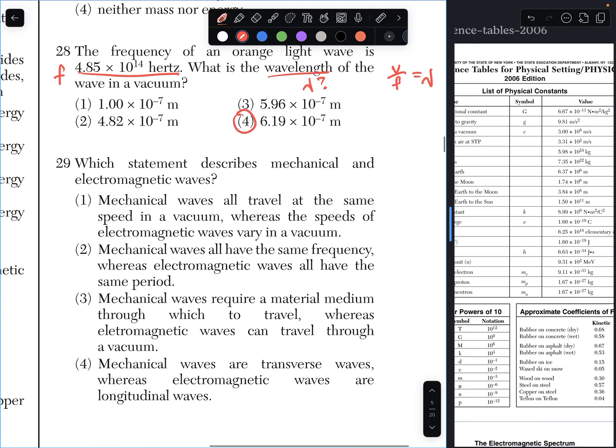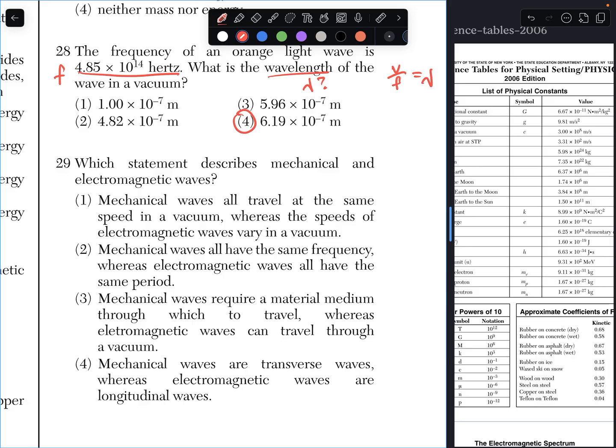Okay, which statement describes mechanical and electromagnetic waves? Mechanical waves require a medium to travel through, and electromagnetic waves do not. So electromagnetic waves can travel through space, which is a vacuum and doesn't have any matter, whereas mechanical waves can't travel through space. The choice saying mechanical waves all travel at the same speed in a vacuum is wrong. Electromagnetic waves all travel at the same speed in a vacuum, like in space. The choice saying they have the same frequency or the same period is not true. They have different frequencies and different periods.